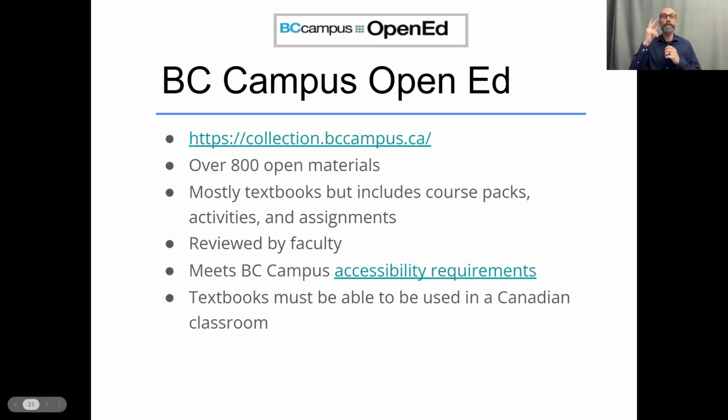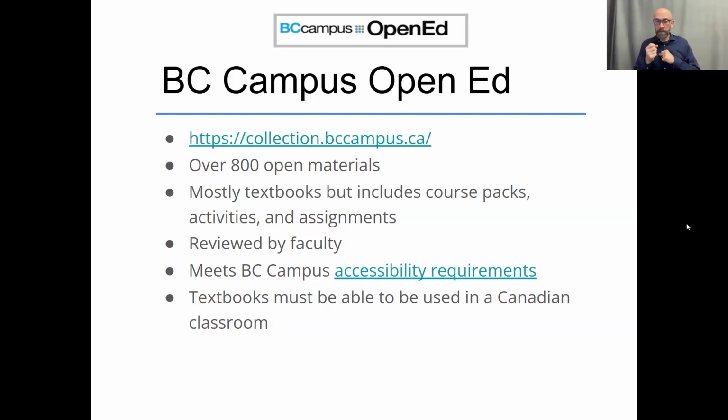Okay. So BC Open Campus has quite a few materials as well. They meet pretty strict accessibility requirements. So that's one thing to look for. Two is how accessible the material is. So they list all those accessibility requirements.